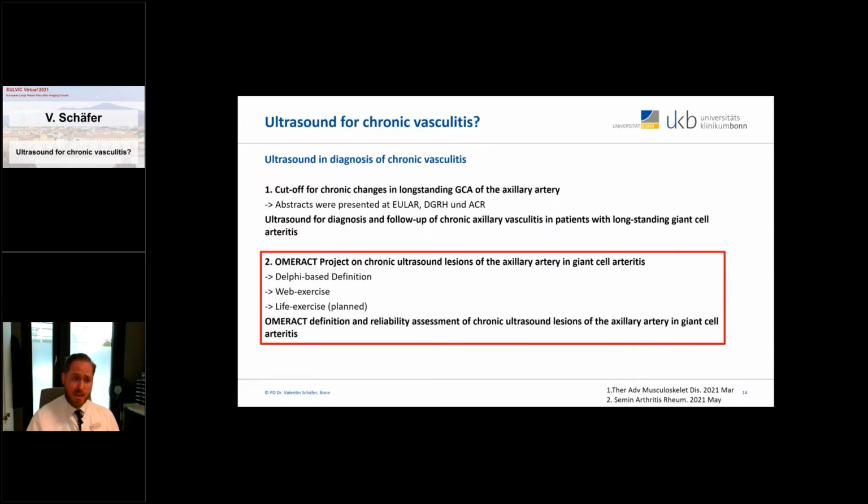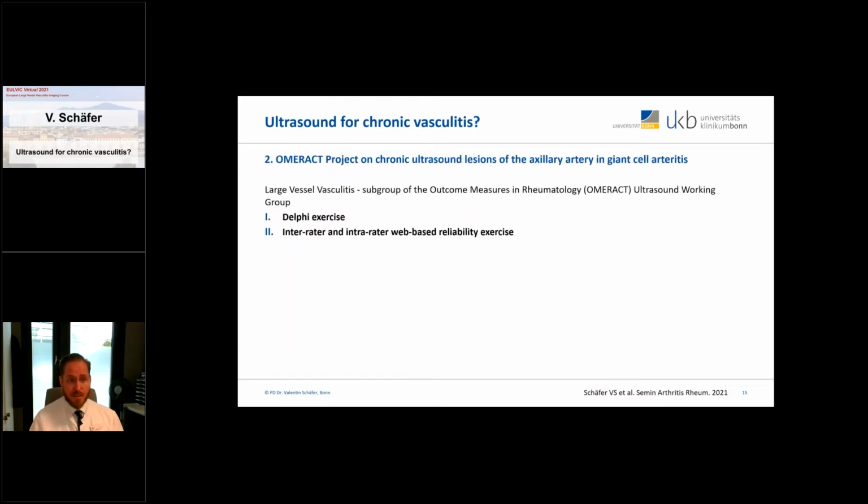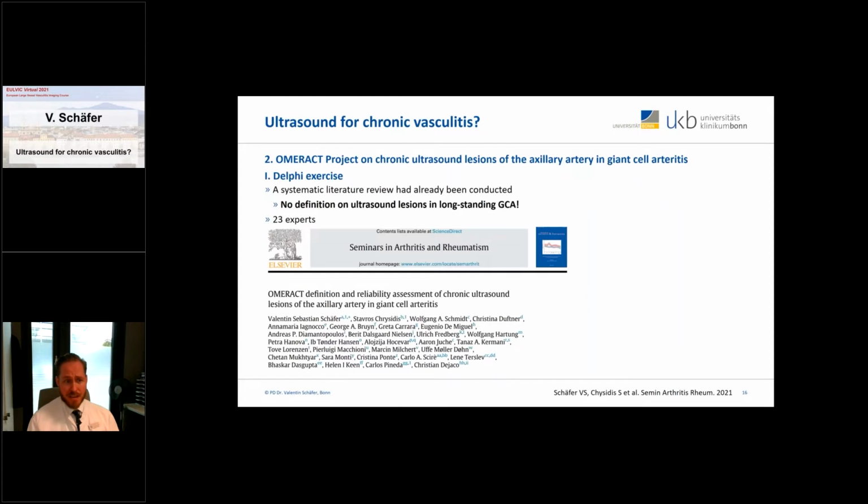The second project was the OMERACT project on chronic ultrasound lesions of the axillary artery in order to yield a definition like we already have for acute GCA of the temporal and of the axillary artery. And we started here with a Delphi-based web exercise, and then in the second step performed the inter-rater and intra-rater web-based reliability exercise. Beginning with the Delphi exercise, first of all, we did not perform a systematic literature review as it has been already conducted by Christina and Christian, and we extended the time and searched again, and we did not find any definition on ultrasound lesions in long-standing GCA.